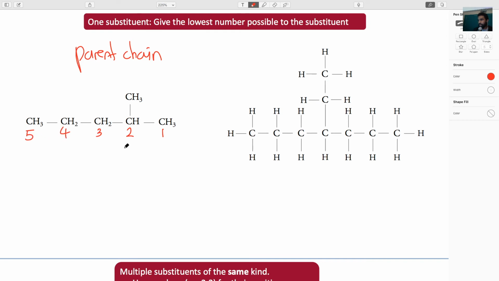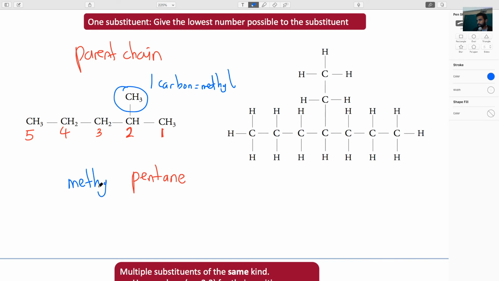Okay? And now we're going to give the parent chain a name. The parent chain has 5 carbons, so we call it pentane. And why were we giving these numbers? Because the numbers are going to give an address for this child here, this methyl group. This thing is a methyl because it has just one carbon. One carbon equals methyl. So we're going to write methyl, but we have to give the methyl an address. What's the address of the methyl? Carbon number 2. So we have 2-methylpentane.